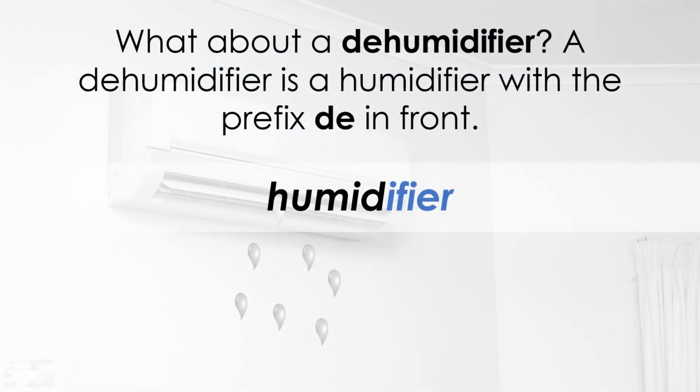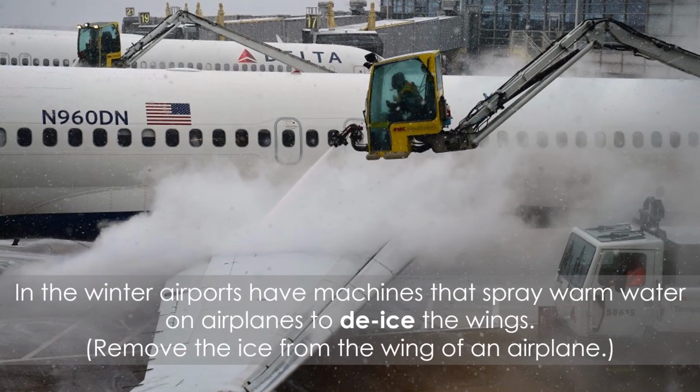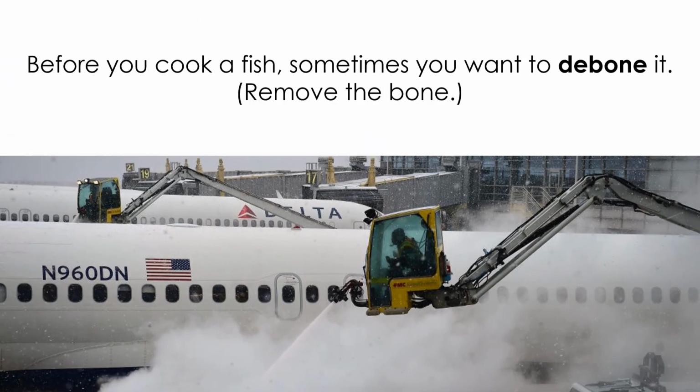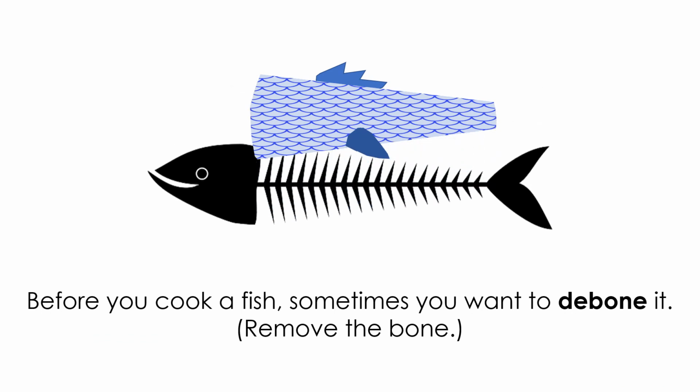What about a dehumidifier? A dehumidifier is a humidifier with the prefix d in front. D is sometimes used to mean remove or separate. In the winter, airports have machines that spray warm water on airplanes to de-ice the wings. Remove the ice from the wing of an airplane. Before you cook a fish, sometimes you want to debone it. Remove the bone.